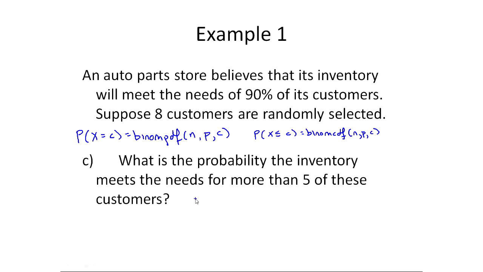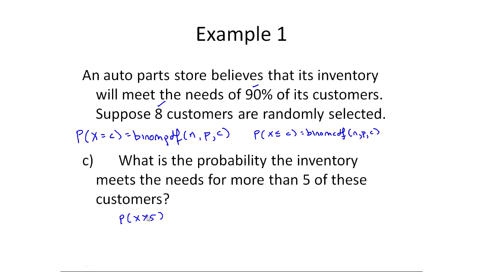But then I come to a question like this one. It says, what's the probability that inventory meets the needs for more than 5 of these customers? Now, I didn't really go through how this is a binomial experiment, and I'm not going to go too much into detail with that, but just remember we have a series of things we look for in binomial experiments to know that these rules apply, and they're all met here. So in this case, we have n trials, which is 8, and we have probability of success of 90%.